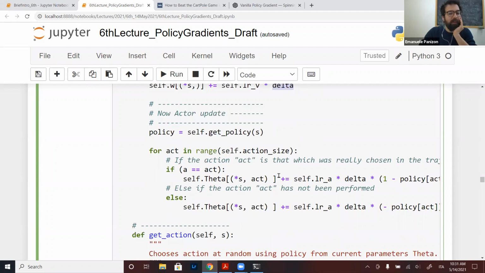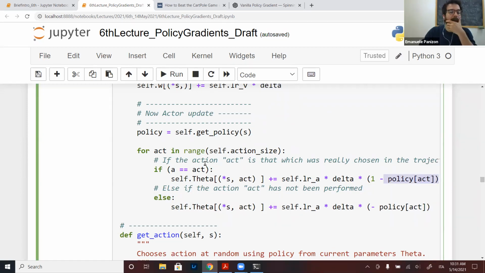Then the actor update is super simple again. Essentially, it's the same as before. I now have a delta. I construct the policy from the state I'm in for all the actions in that state, because remember, all actions corresponding to other states have a 0 update. I loop over all actions in that state. If I actually did that action there, then the update is learning rate times delta times 1 minus policy. If I did not do that action, the update is learning rate times delta times minus policy.